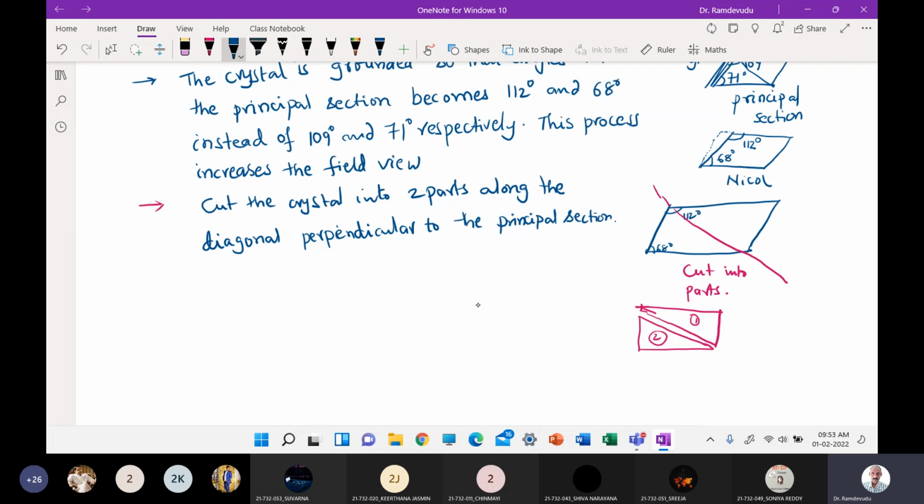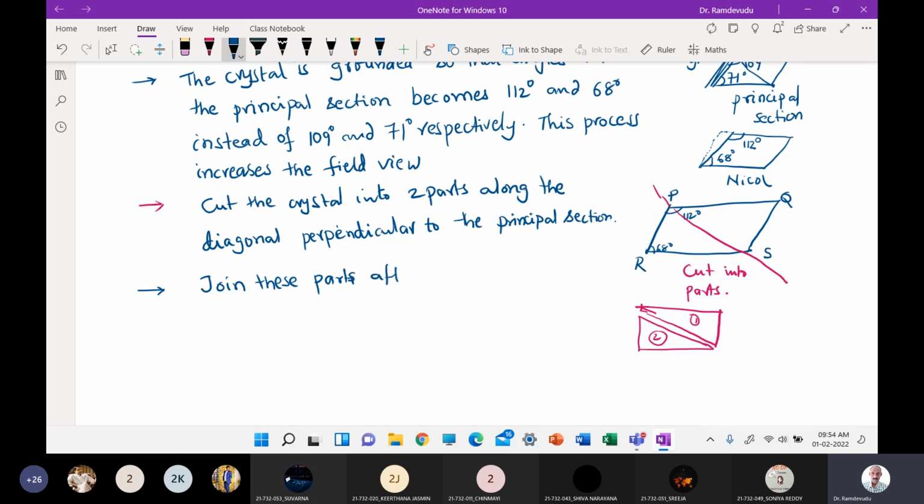Suppose this is P, this is Q, this is R, and this is S. Now I cut it like this, perpendicular to the principal section, and therefore we now have two parts. And these two parts I join again by using a transparent, gummy material like that. So I join these two parts.